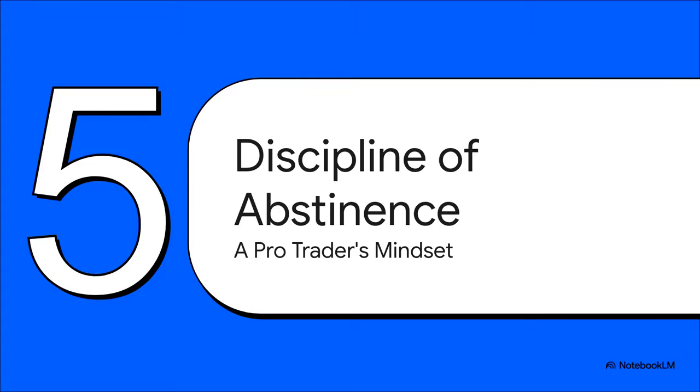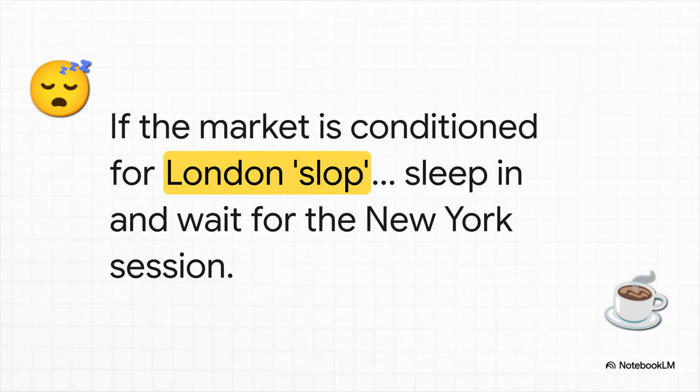Now, having a list of rules is one thing, but consistently following them requires a specific mindset. This final section is about the psychological bedrock of this entire framework, what ICT calls the discipline of abstinence. ICT puts it very simply, and this is a crucial takeaway. If your analysis, using the filters we've just built, indicates the market is conditioned for London slop, the single best trade you can make is no trade at all. It is far better to preserve your capital, protect your mental energy, get some rest, and just wait for a potentially cleaner setup in the New York session.